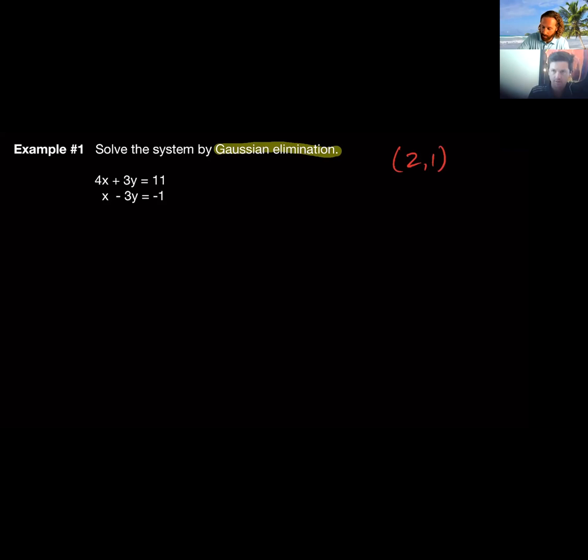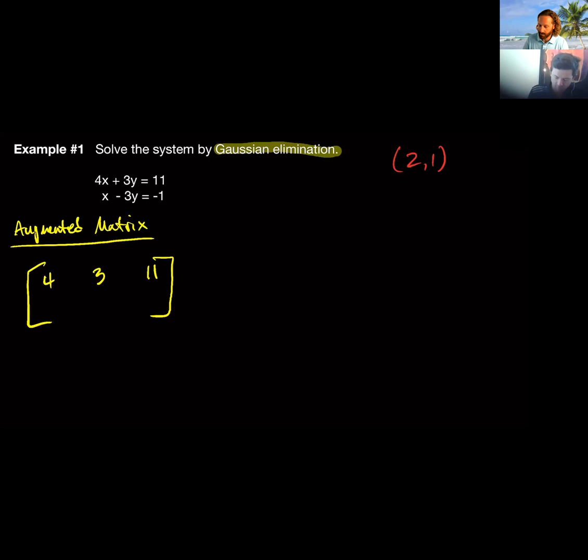So I'm going to start by writing what is called the augmented matrix. And that is, get rid of the X's and Y's. Just take the coefficients of this thing. So that means I got a 4, 3, 11 for that first row. Does everybody see it? What would I have in the second row then from my second equation? 1, negative 3, negative 1.